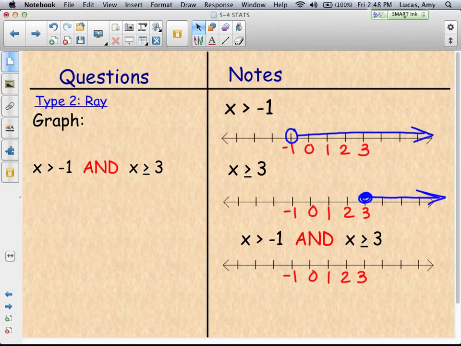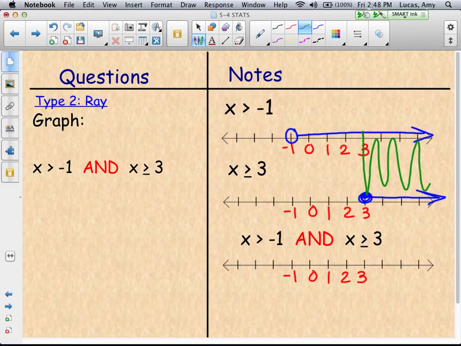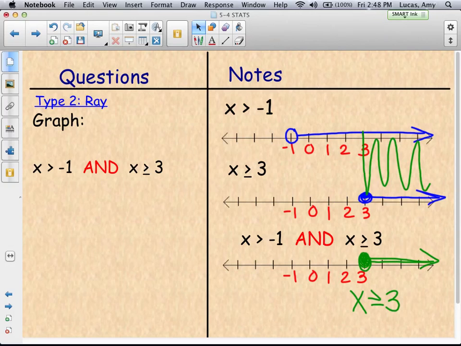So what happens if I put them together as a compound inequality? Look at where they overlap. It starts at the number 3 and continues on forever in the positive direction. So really, my compound inequality is just x is greater than or equal to 3, because where they overlap starts at the 3 and continues on forever. So combining these two rays leaves me with a ray. So the first one left me with an interval where they overlapped. This one leaves me with a ray.